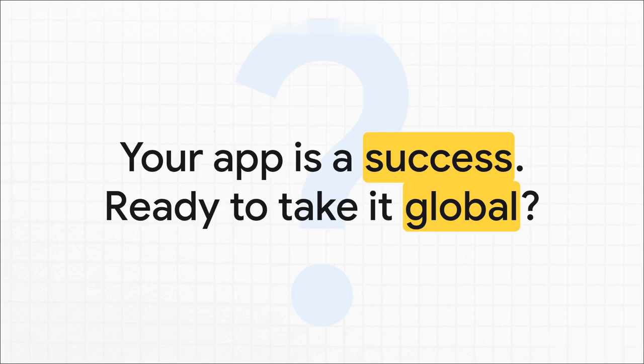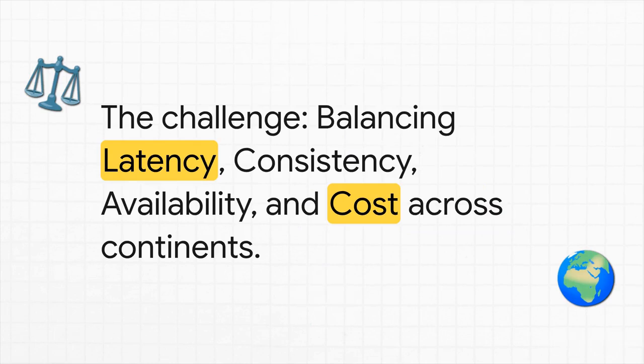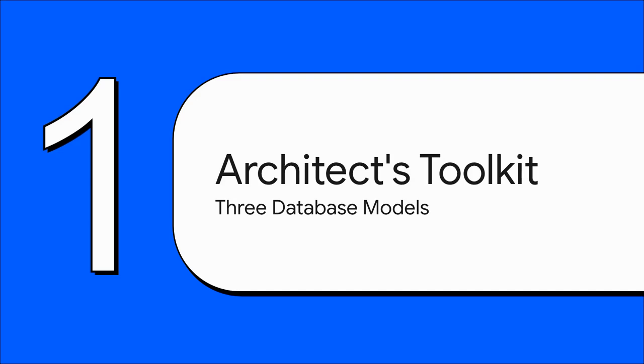How do you give all those users, from London to Los Angeles to Tokyo, a fast, snappy experience? And that right there, that's the core of it. It's a constant balancing act. You're juggling four things at once. You want low latency, so your app feels fast. You need strong consistency, so the data is always correct. You need high availability, so your app is always online. And of course, you have to manage the cost of doing all this across the entire globe. It's a real puzzle. Okay, so how do we even start to solve this?